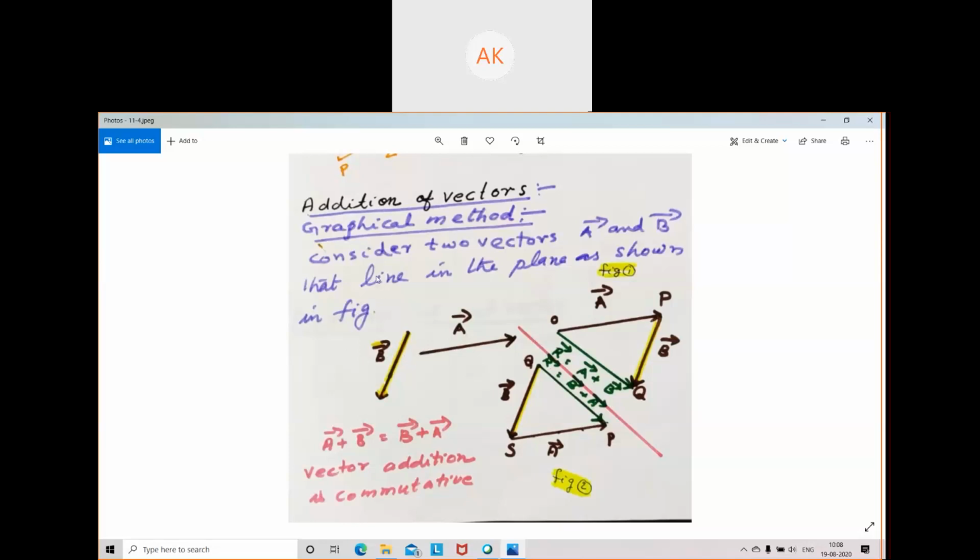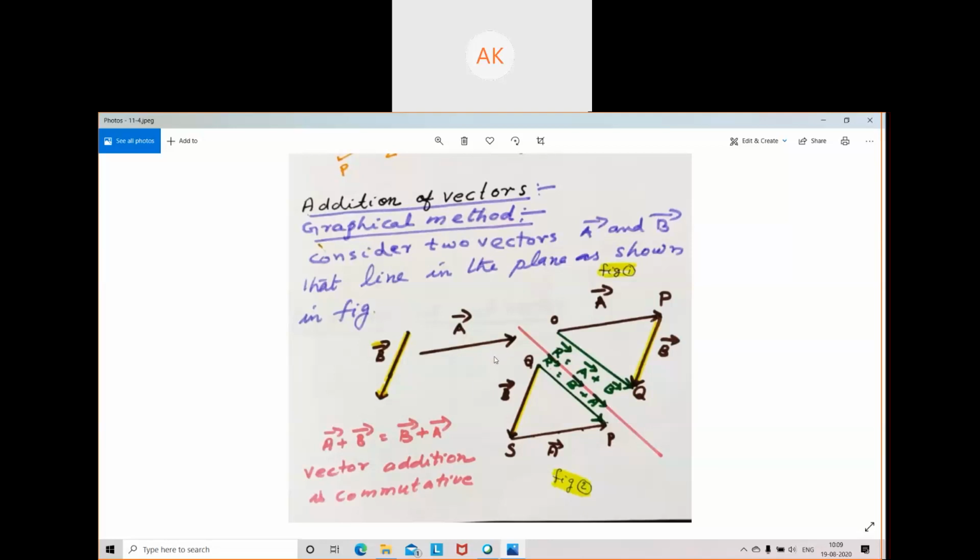Now we are studying the graphical method of vector addition. Very easy method. The graphical method of addition of vectors is very easy, but you have to keep certain things in mind while adding those two vectors by the graphical method. First, I will tell you, all of you have to listen very well. Very easy thing, but you have to understand it clearly. Then only you can add it properly.